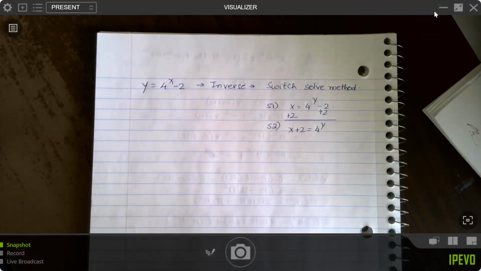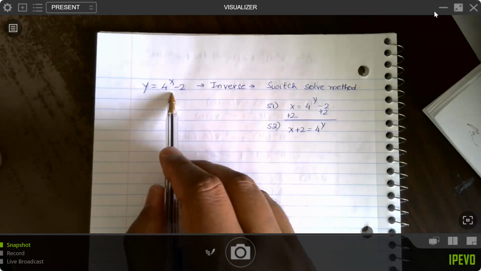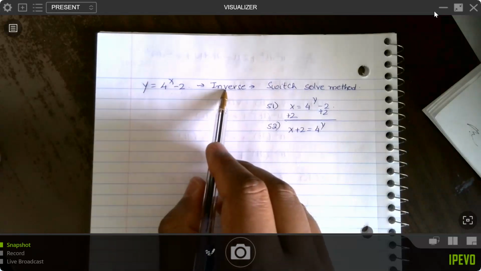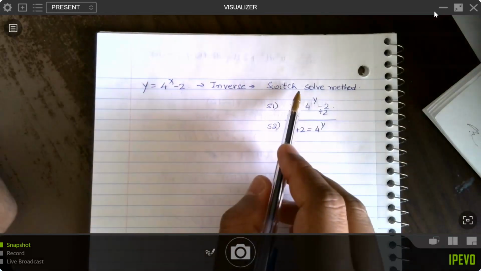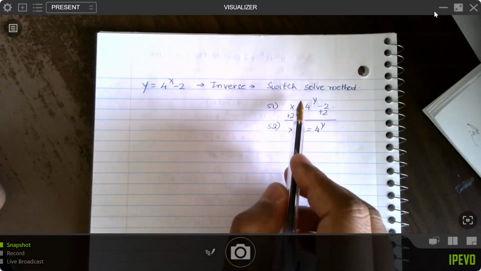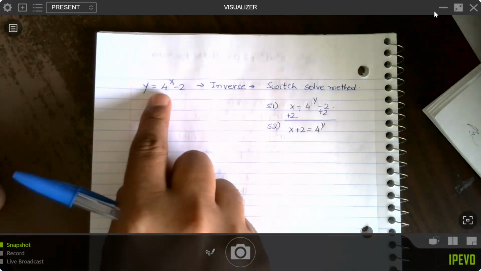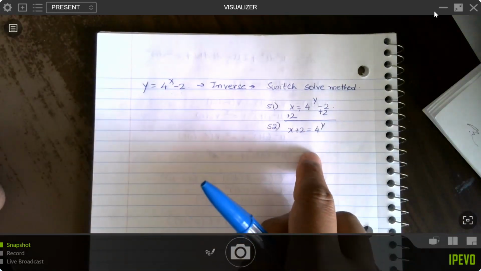Here what we are doing is we are trying to graph the function y equals 4 to the x minus 2 using the transformations. Then we are going to find the inverse of this function, and we are going to graph the inverse as well using the transformations. So we are going to graph two functions. One is this, the other is the inverse.